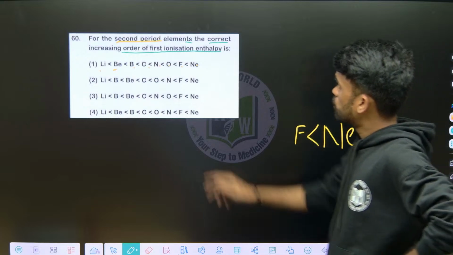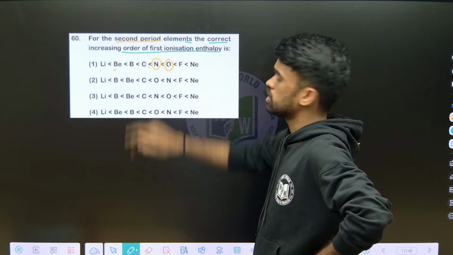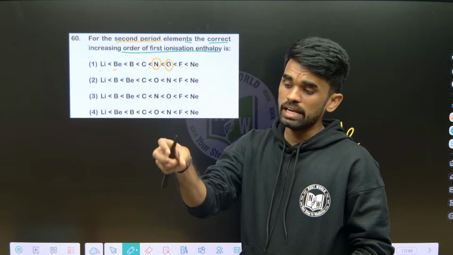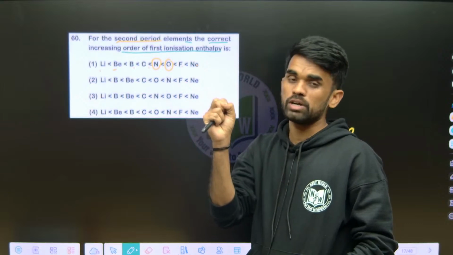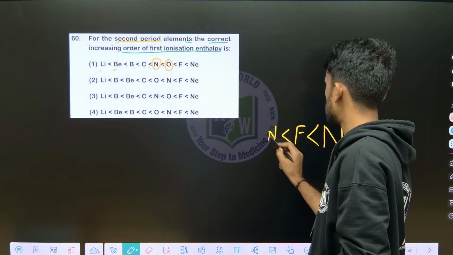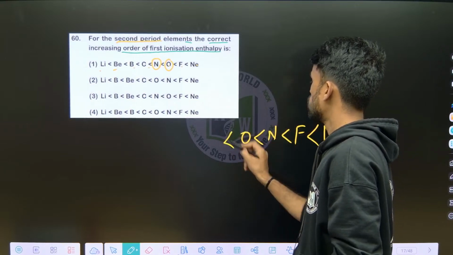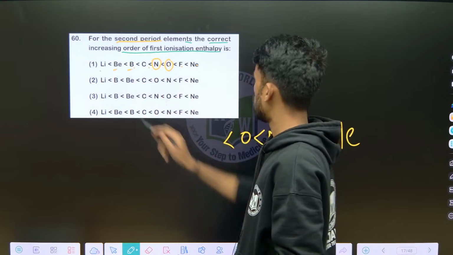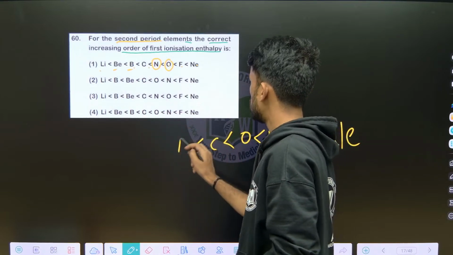After this, when we compare oxygen and nitrogen, since nitrogen has a half filled electronic configuration, the energy required to remove an electron from nitrogen will be more than from oxygen. Therefore after fluorine we have nitrogen, and the next is oxygen. Okay, after this we have carbon and boron. So carbon will be more than boron.